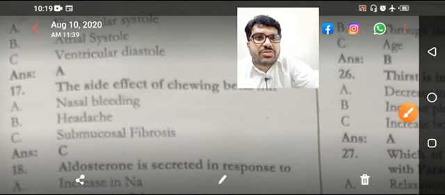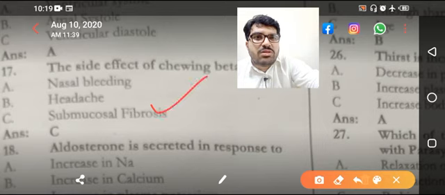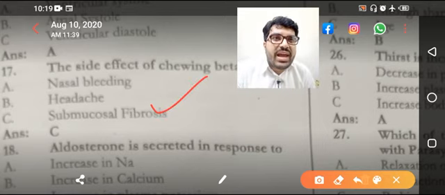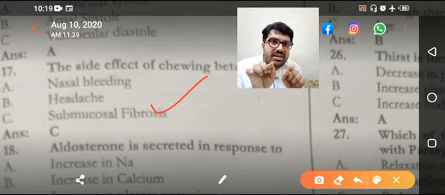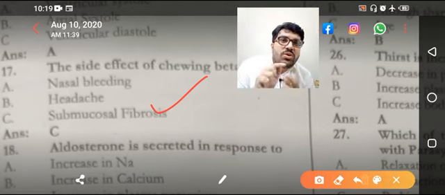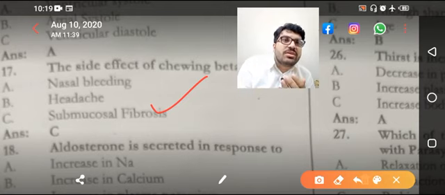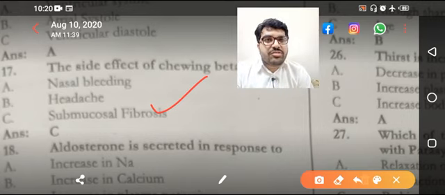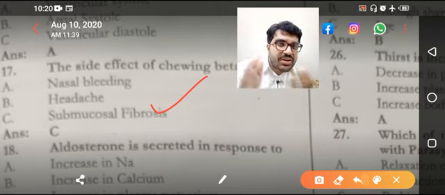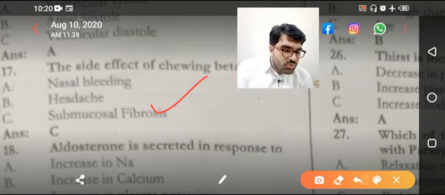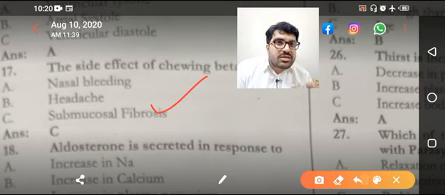The side effect of chewing betel nut is submucosal fibrosis, and this is a pre-malignant condition. Now what is the difference between a pre-malignant condition and a pre-malignant lesion? A condition you can only describe, you cannot see it under the microscope in the majority of cases. The condition is actually the process causing the lesion, and the lesion is what you can mainly see in the microscope. So there is not a big difference.